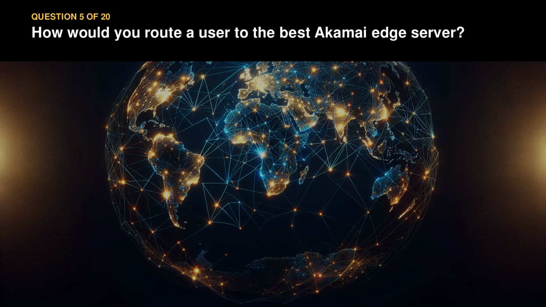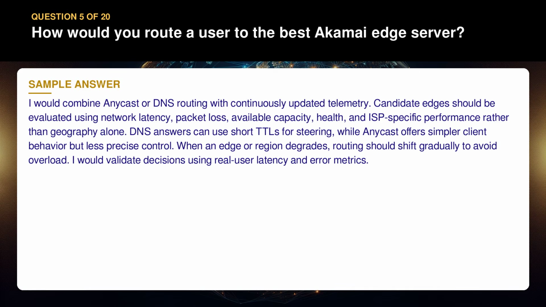Question 5. How would you route a user to the best Akamai edge server? I would combine Anycast or DNS routing with continuously updated telemetry. Candidate edges should be evaluated using network latency, packet loss, available capacity, health, and ISP-specific performance rather than geography alone. DNS answers can use short TTLs for steering, while Anycast offers simpler client behavior but less precise control. When an edge or region degrades, routing should shift gradually to avoid overload.